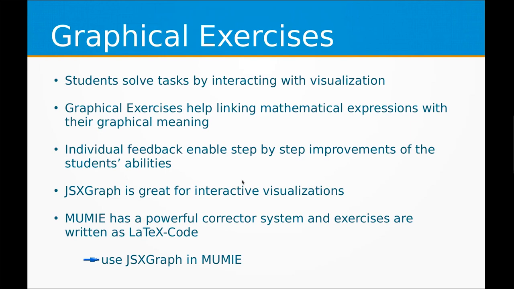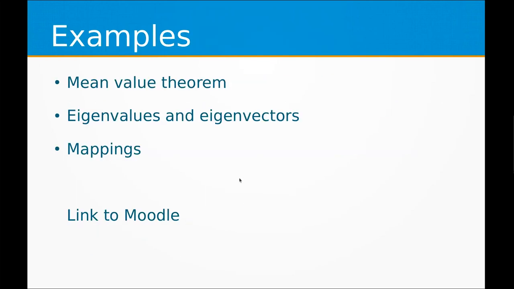And that's what I want to show you next. So what are these about? The first example is about the mean value theorem, the second is about eigenvalues and eigenvectors, and the third is about mappings. I will tell you a little bit about MUMIE at the end. But first, I want to show you the examples and what is done there.